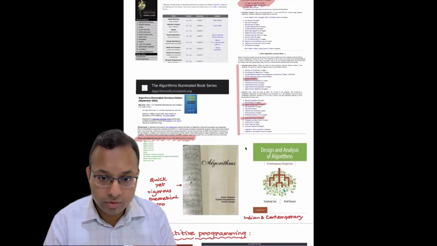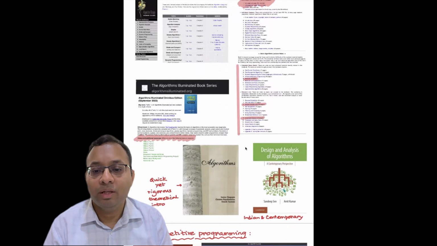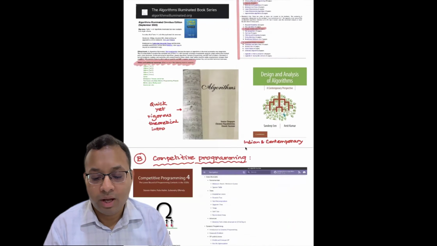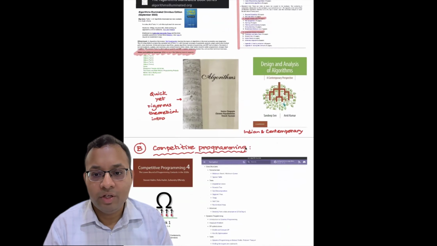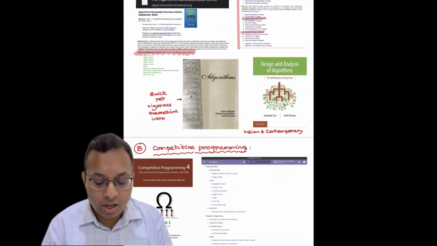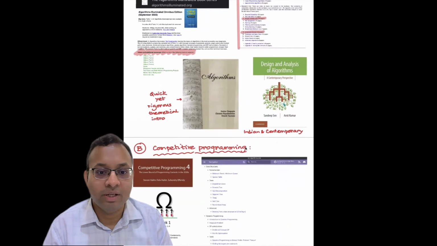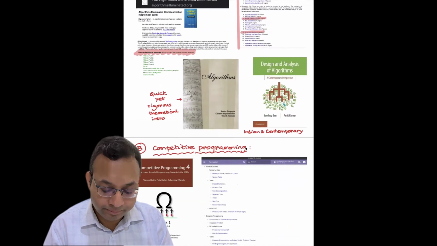There are two more textbooks. One is this book, Algorithms by Dasgupta, Papadimitriou, and Vazirani. It's a very short book. It's a quick and yet rigorous theoretical introduction to algorithms. And another book is by Sandeep Sen and Amit Kumar from IIT Delhi. It's an Indian and contemporary treatment of algorithms. It has chapters on streaming algorithms and many other interesting new topics.